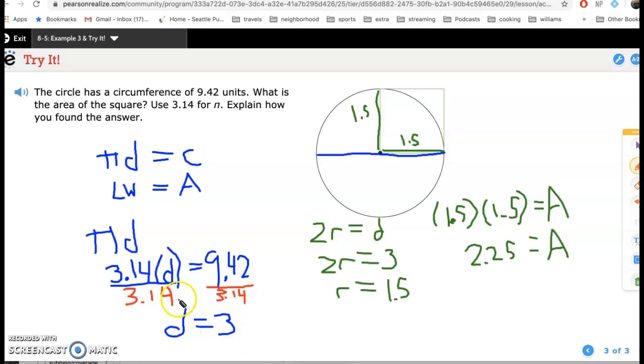All right, so using two different shapes, two different formulas, we're able to figure out what the area of this square was.